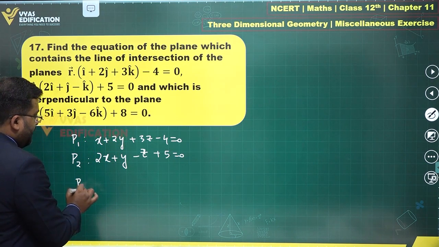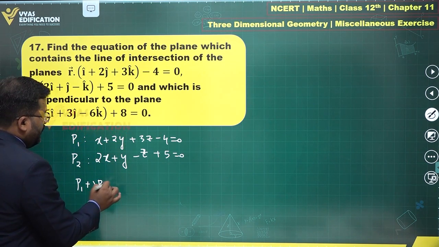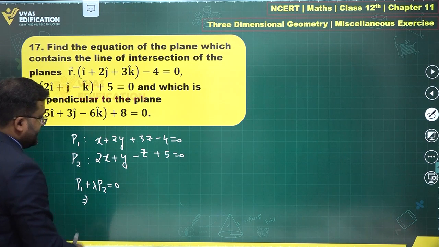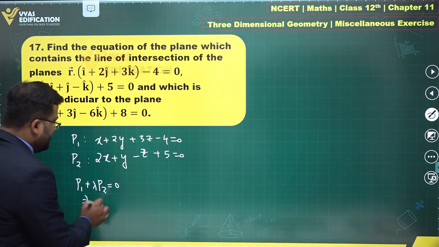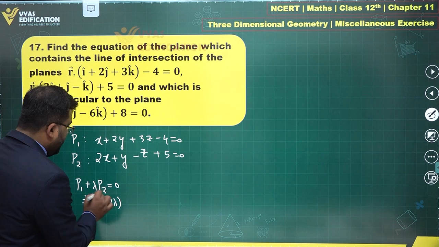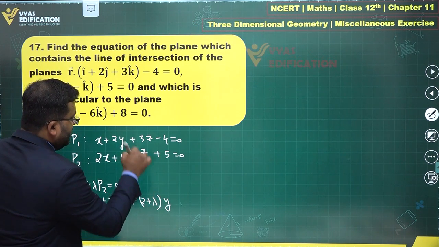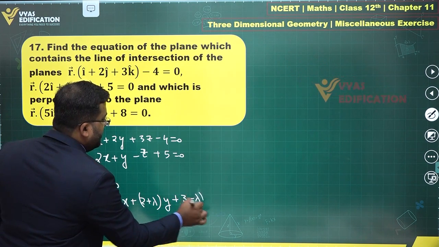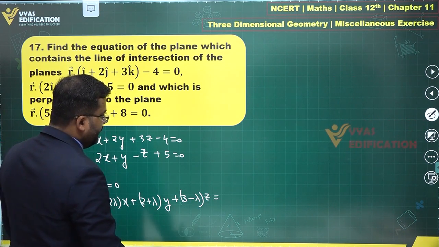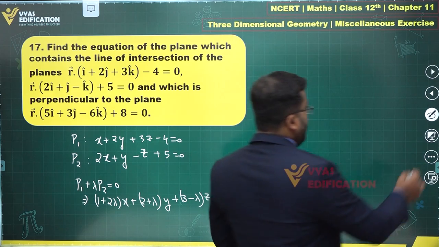Therefore, family P1 plus lambda P2 equals 0 implies this plus lambda this. So 1 plus 2 lambda x, 2 plus lambda y plus 3 minus lambda z is equal to, or you can say, minus 4 plus 5 lambda.